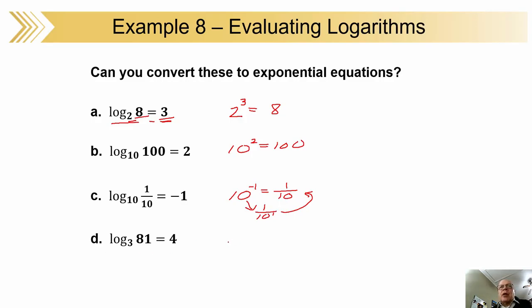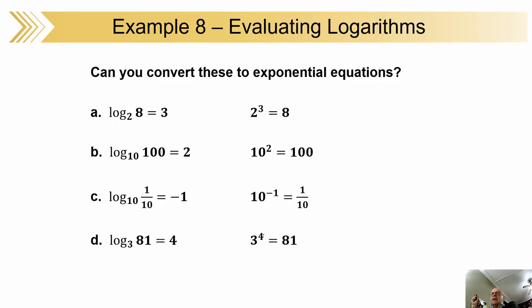Last, the base is 3, the exponent's 4, and the answer is 81. Now, you can use your fingers on this one. This means you got four 3's. So 3 multiplied by 3, you got 9. Multiply by 3, you got 27. Multiply again by 3, and you get the 81. I hope that was easy. There are your answers.